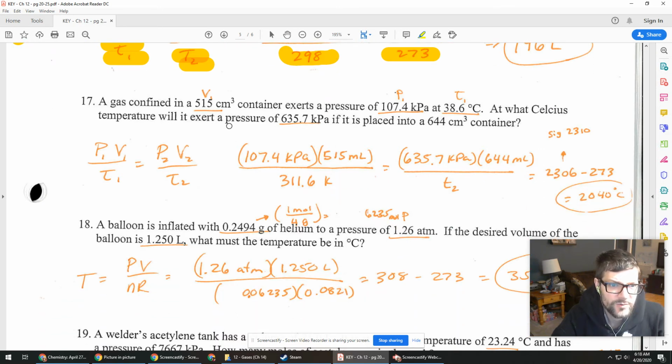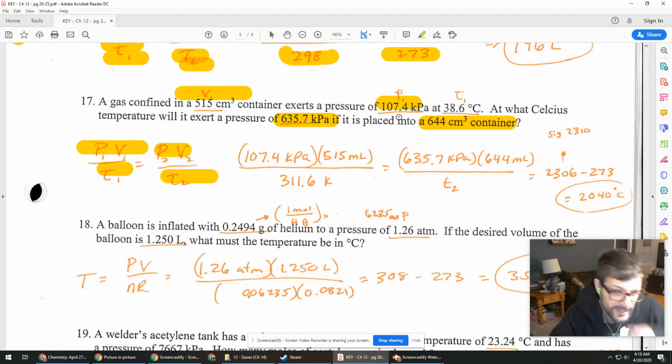17 is another one of these where I snuck in a combined gas law problem. Again, you know this because there are two different volumes, two different pressures, and you're needing to solve for them. One other thing that I want to mention here is that while the volume is in cubic centimeters, that's actually equal to a milliliter. Those are the same thing. That was in the notes early on.